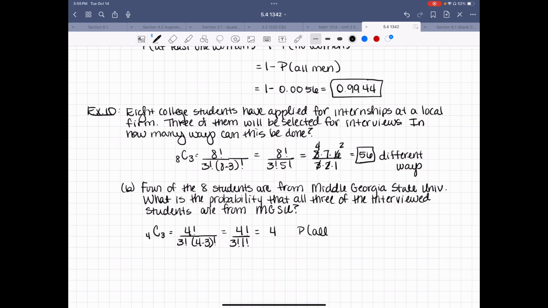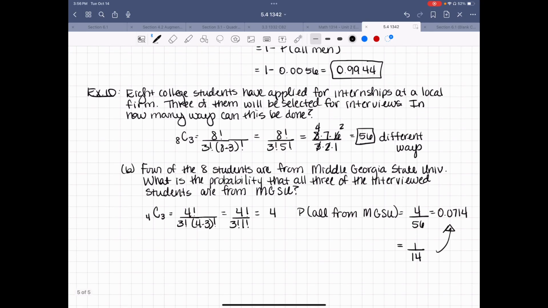So let's find the probability of doing that. Out of these 56, 4 of those contain all Middle Georgia State University students. So the probability that all are from MGSU is going to equal 4 out of the total 56, which gives me 0.0714. There's only about a 7% chance. That is the same thing as the fraction 1 over 14, so either one works. And that is the end of our 5.4 notes.